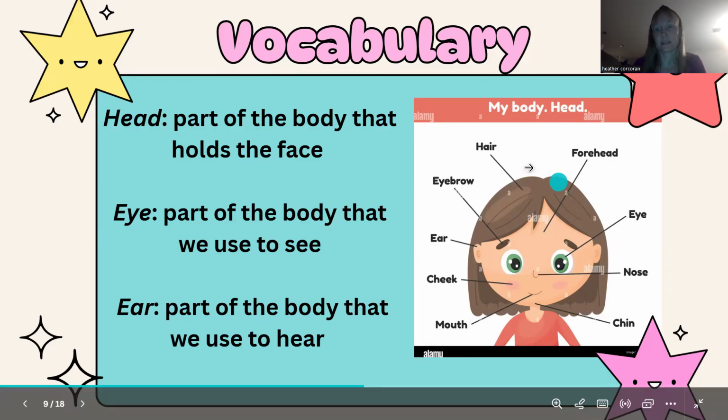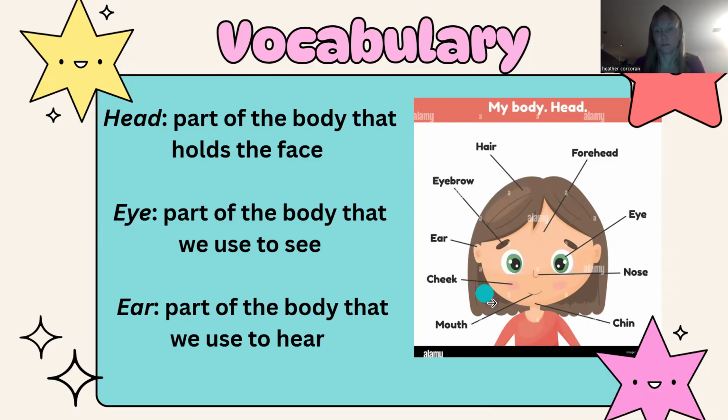So this is the head on the little girl, on the little girl's body. This is Miss C's head. This is my head. The head is the part of the body that holds the face. Can you touch your head? Okay, put a little circle around it. This is my head. What was the word? They would say head. Then we would move on to the next.